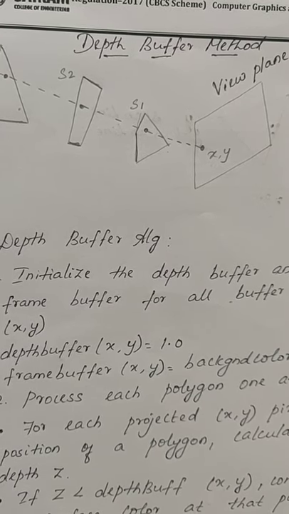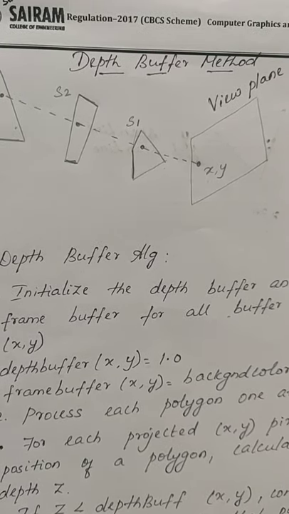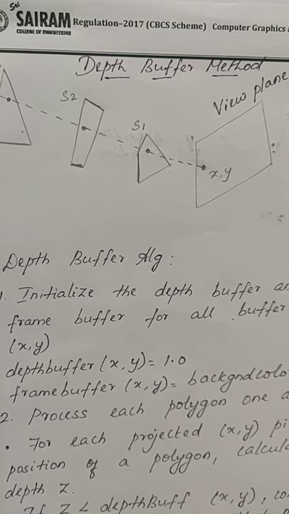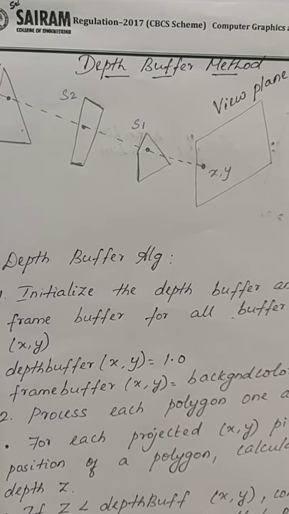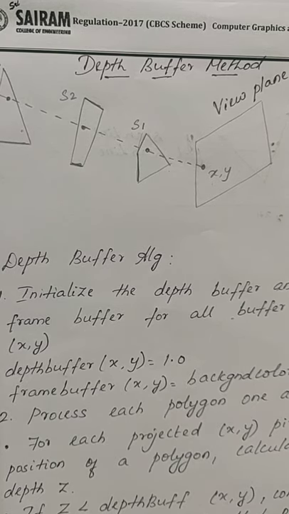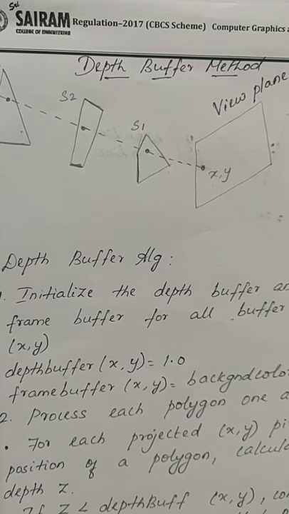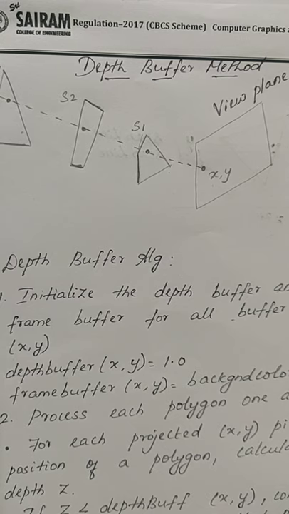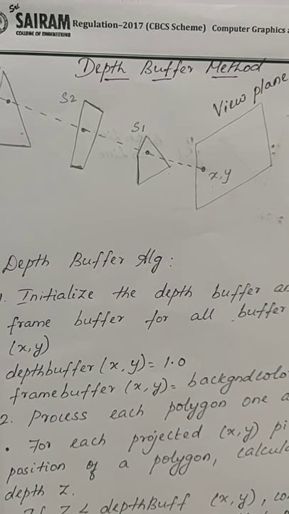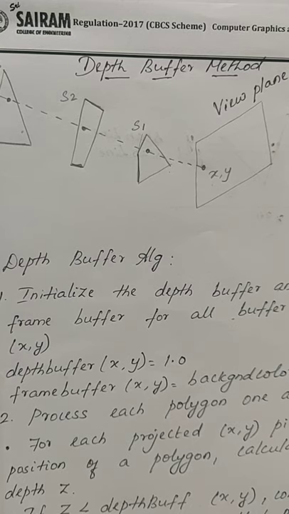Hi everyone, today we'll discuss the depth buffer algorithm. In the fourth module, we are learning visible surface detection methods. Why are we using visible surface detection methods? To get the realistic effect in my graphics. To get the realistic effect, I have to identify all the visible objects in that viewing direction and display them. To identify and display the visible objects, I have these visible surface detection methods.